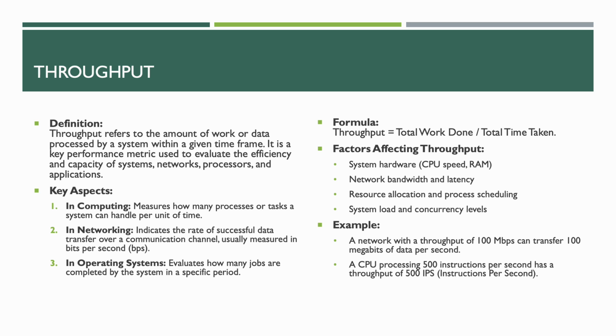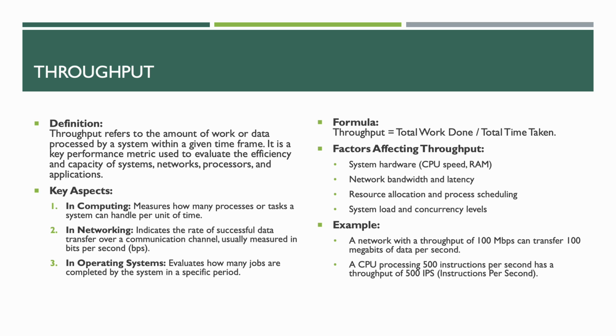First is in computing, it measures how many processes or tasks a system can handle per unit of time. And in networking, it refers to the rate of successful data transfer over a communication channel, usually measured in bits per second. In operating system, it evaluates how many jobs are completed by the system in a specific period. So the formula here for throughput is equal to total work done by total time taken.